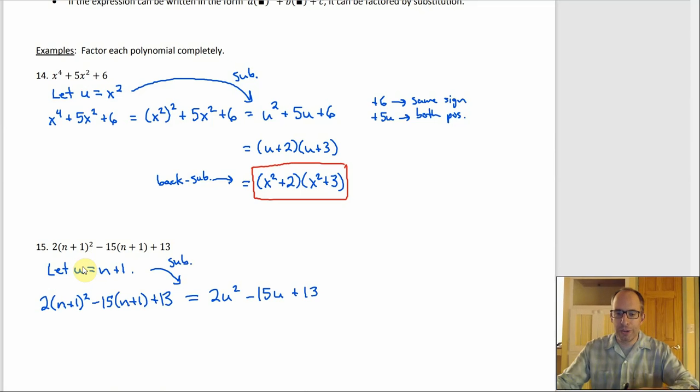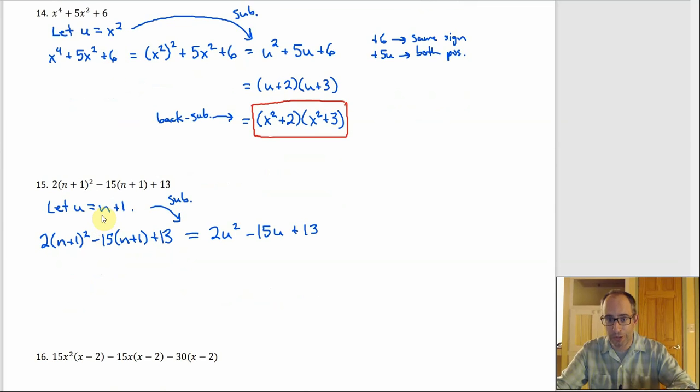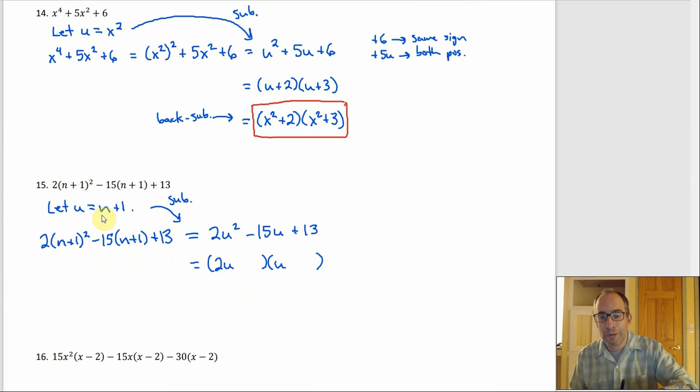If you wanted to use the rainbow method here, you could, but there are so few options that I think I would just go for it with trial and error, because 2 and 13 are both prime. So you know you've got to get 2u in one of the binomials and u in the other because of the 2u squared. But then with the plus 13, that means they're going to be the same sign, but it's a negative middle term, negative 15u, so that's going to mean that they're both negative.